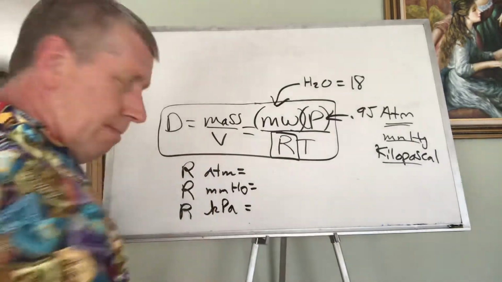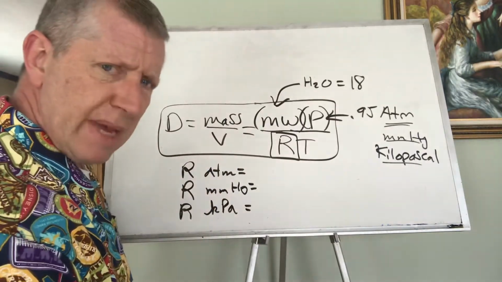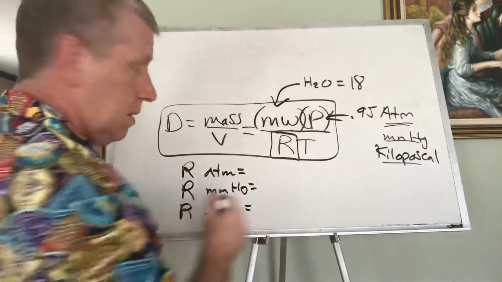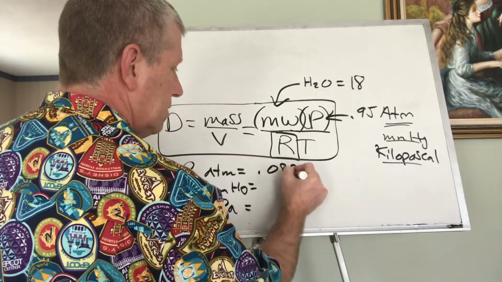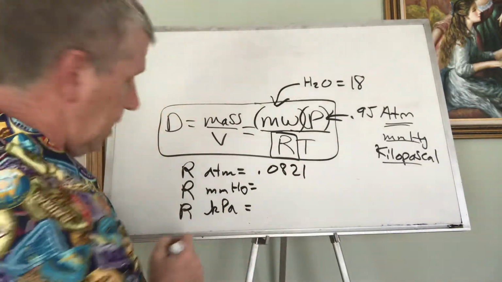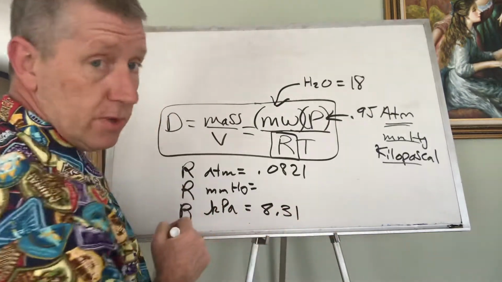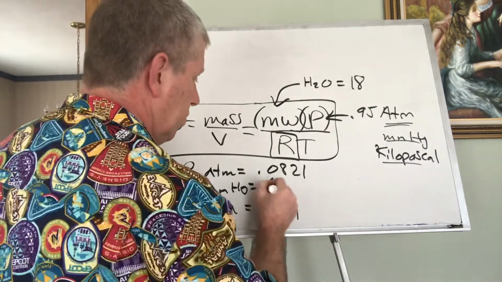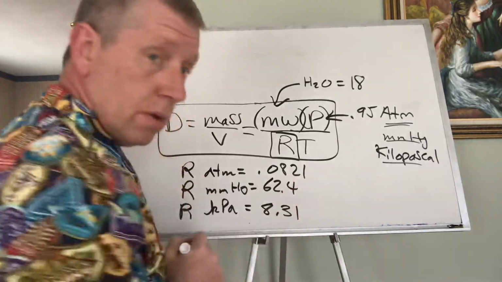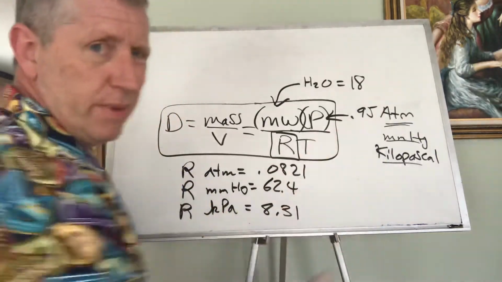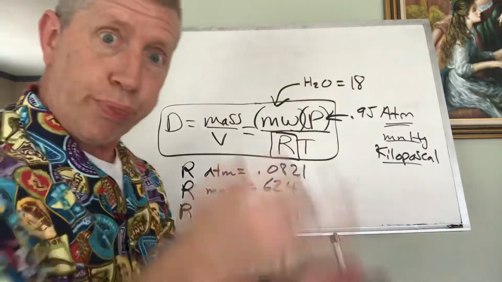So kPa. I use a cursive little k because otherwise it looks like a big K and it's all confusing. So, R for atmospheres, what would that be? That's the one we're using. That's 0.0821. Kilopascals is 8.31. Millimeters of mercury, R value, 62.4. There's a bunch of units that go with them, but just trust me, they all cancel out, so who cares?